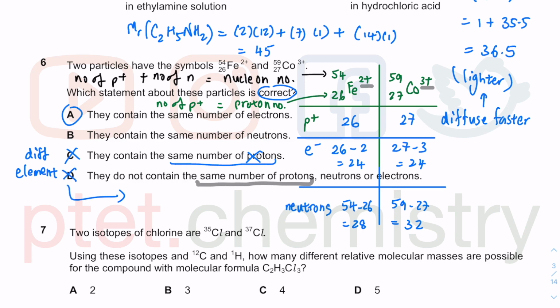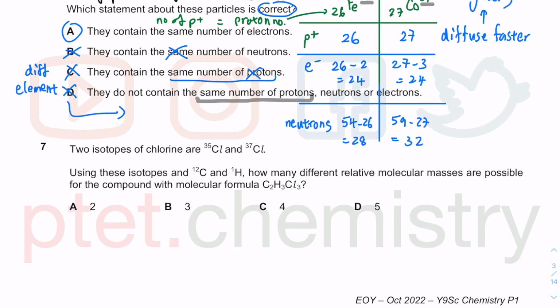Same number of neutrons, you can calculate the difference between the nucleon number and the proton number. Do that on the calculator. These are different, they are not the same, so B is also wrong.